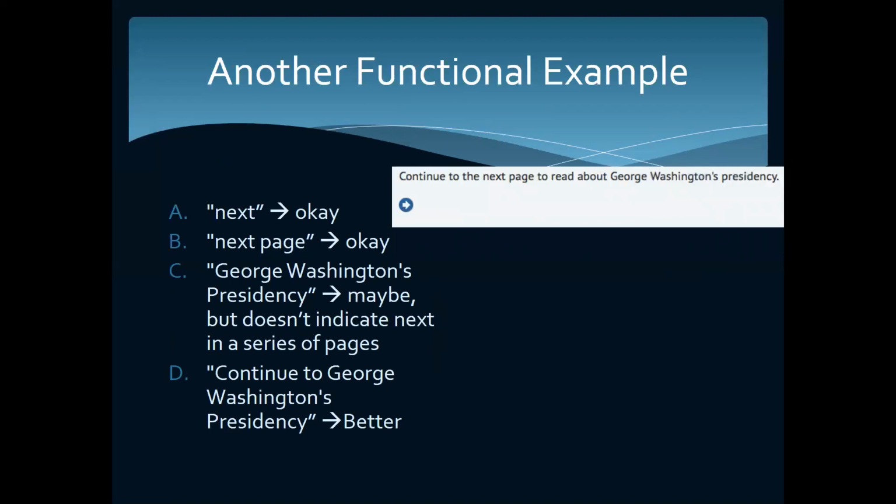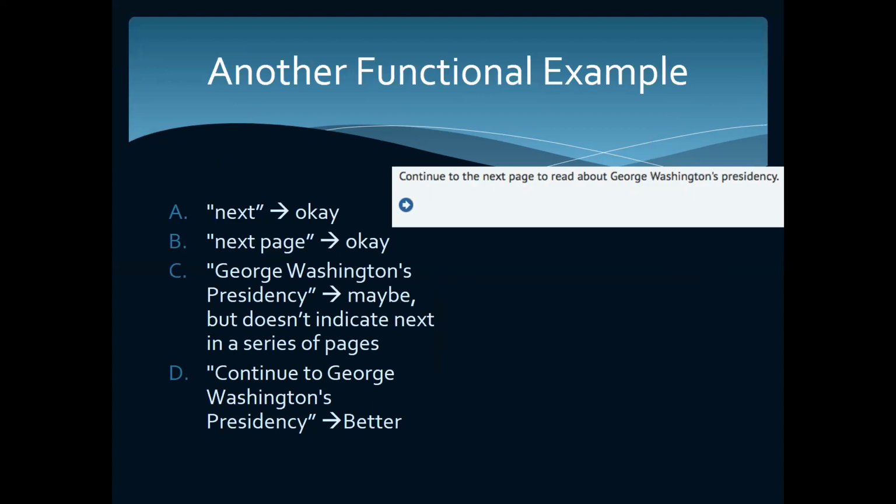So again, this is an example that really doesn't have a clear-cut best answer. In fact, any of those options could probably be appropriate in this example. Options A and B will probably be sufficient in most cases, as long as it's clear to the user that there are multiple pages within the article. Option C, George Washington's presidency, very clearly presents the function of the link, but it doesn't really present that the link goes to the next page in a series.